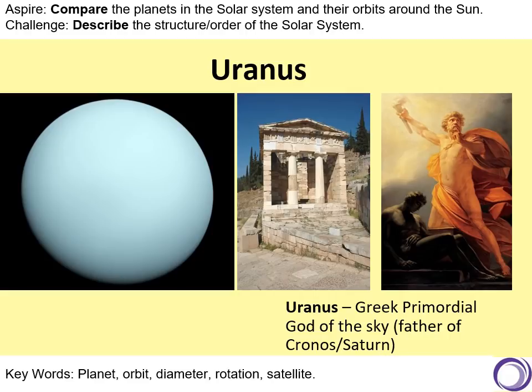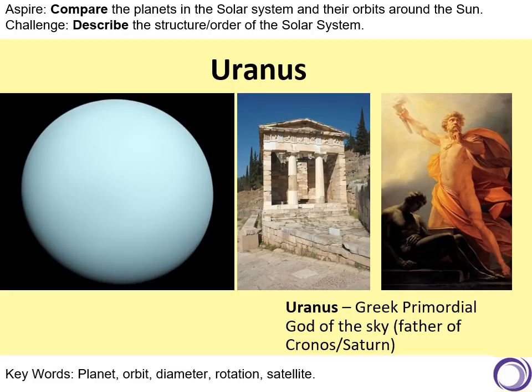Now, Uranus is named after the Greek primordial god of the sky. That's a fancy way of saying one of the first gods that ever existed. So he was the father of Saturn and therefore the grandfather of Jupiter, according to Greek mythology. Now, interestingly, he is the only planet named after the Greek gods. All the other planets are named after Roman gods. So that is the only planet named after a Greek god.